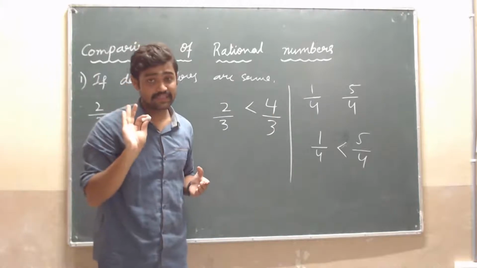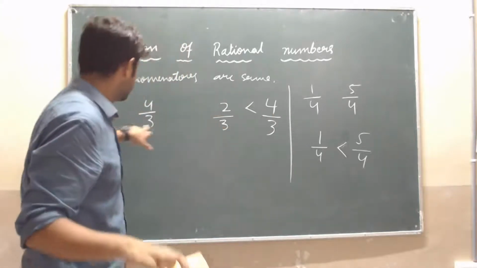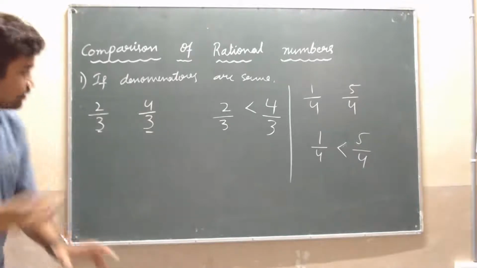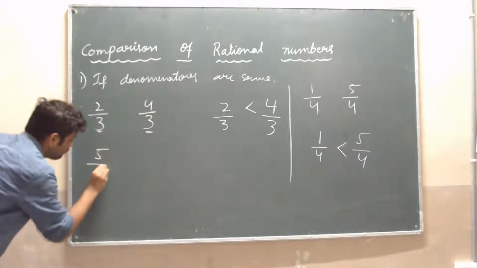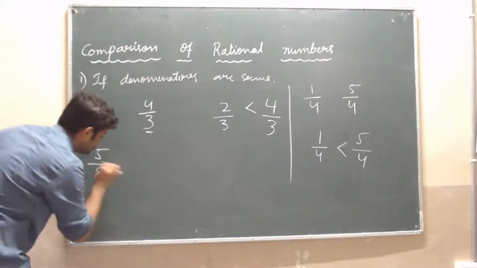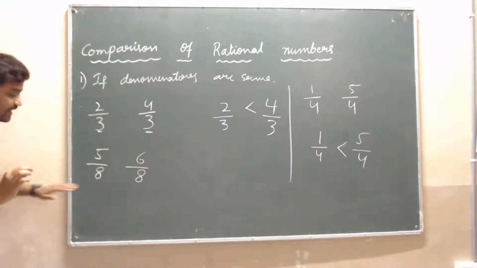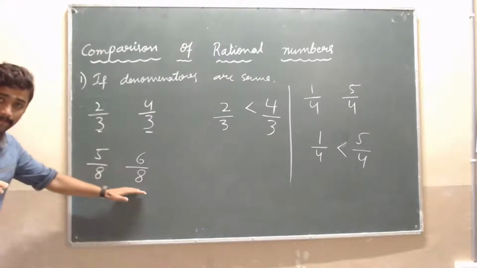Understood? This is very easy. Why? If the denominators are the same. Okay, one more example I will give you. That is 5 by 8, then 6 by 8. Here the denominators are the same.